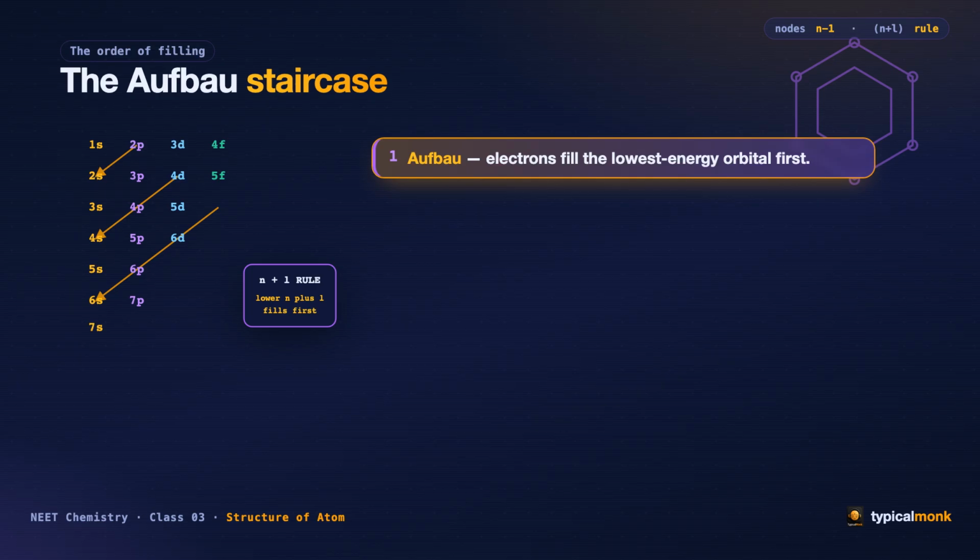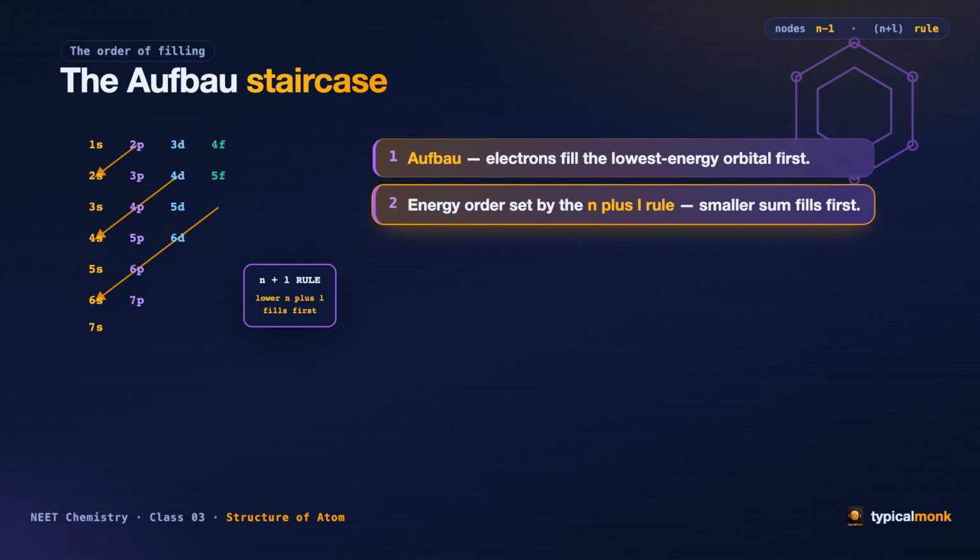Now, the master map, the order in which orbitals actually fill. Look at this staircase of arrows. First, the Aufbau principle itself. The word means building up. Electrons always occupy the lowest energy orbital available before moving to a higher one, filling the atom from the ground floor upward.